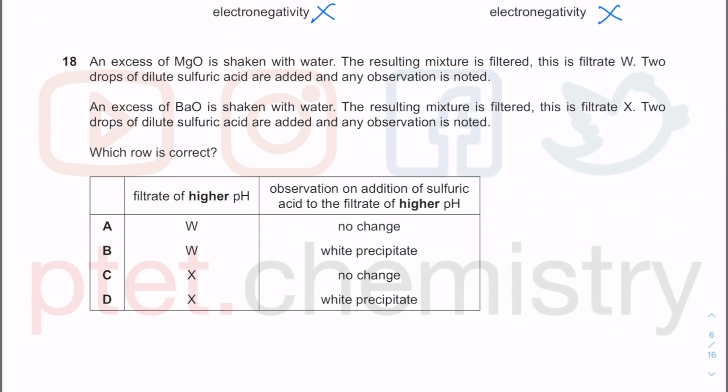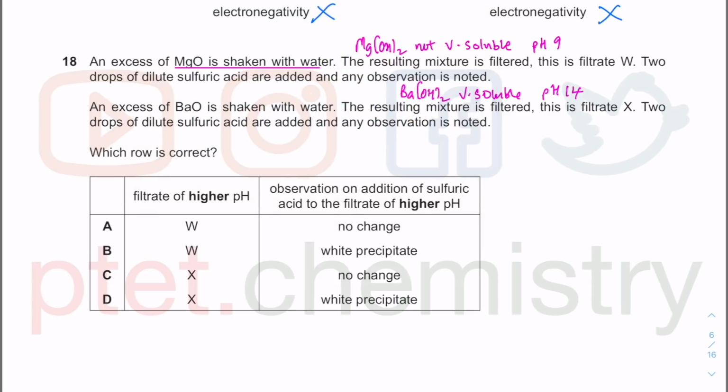Question 18, we have an excess of MgO shaken in water. We know that MgO is not very soluble in water. That is why Mg(OH)2 is not very soluble. Solubility of group 2 hydroxides increases down the group. This is not very soluble, it's only pH 9. Barium hydroxide on the other hand is very soluble, so you get a very strongly basic solution, pH 14.